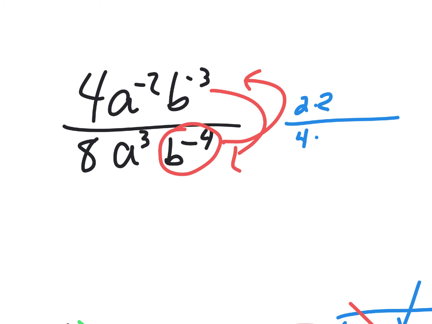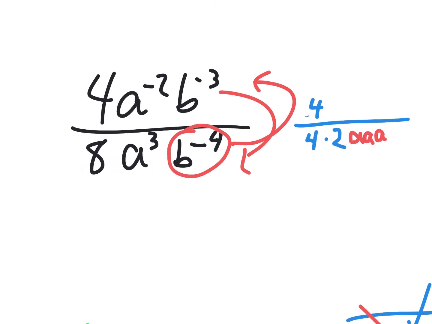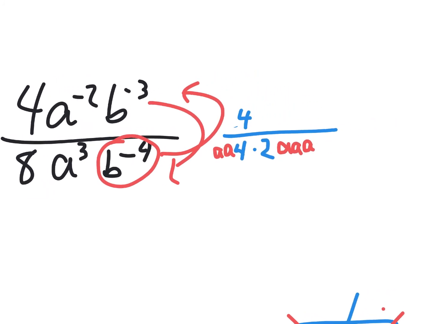Wait, I should have done it different. I said to leave the 4 on the top and make the bottom 4 times 2. There we go. Now I'll do the A's in a different color. And then the 2 more A's that came down from the top. And then there's these B's that went up to the top. That part. And then there's the other B's that went to the bottom.